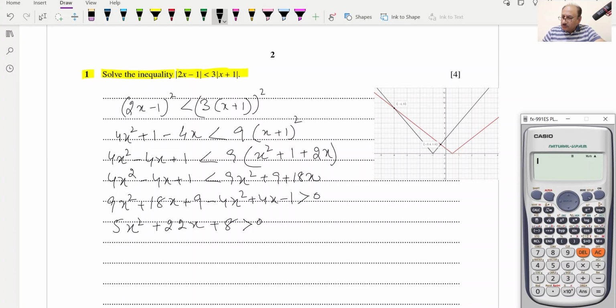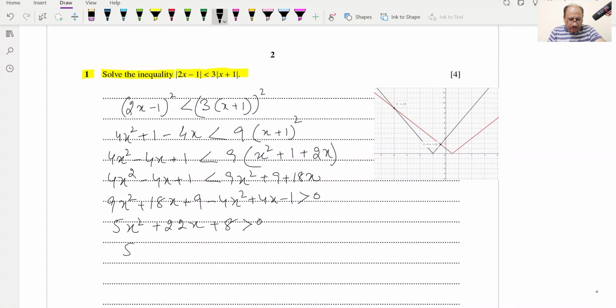I'm using a calculator for this. The coefficient of x squared is 5, the coefficient of x is 22, and the constant is 8, so the pair will be 2 over 5 and 4. So we can write (5x plus 2) and (x plus 4) greater than 0.